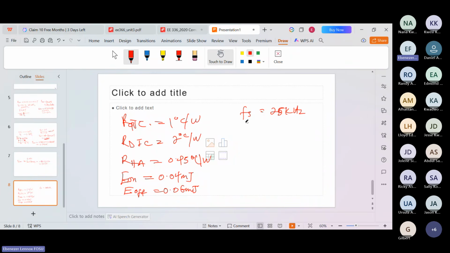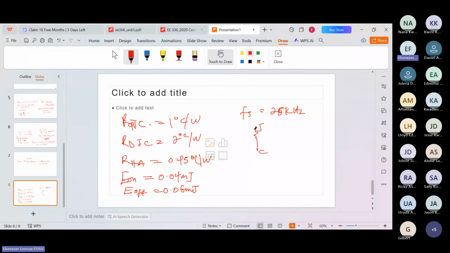And the first question says we should draw the thermal model. We are told that both devices, the diode and the IGBT, are physically mounted on the same heatsink, right? So we need to get the thermal model. First of all, there will be a resistance between the junction and the case of both devices.